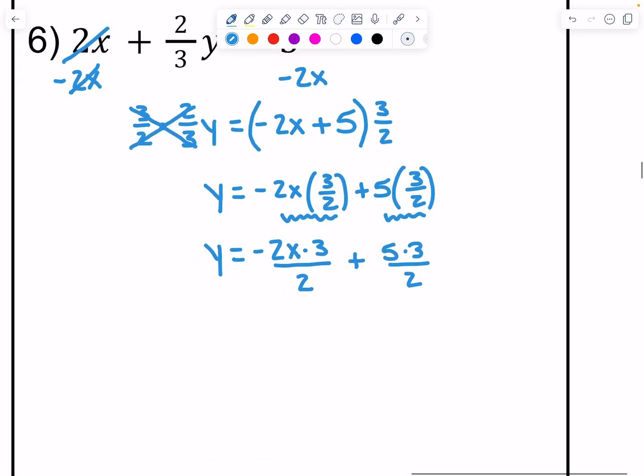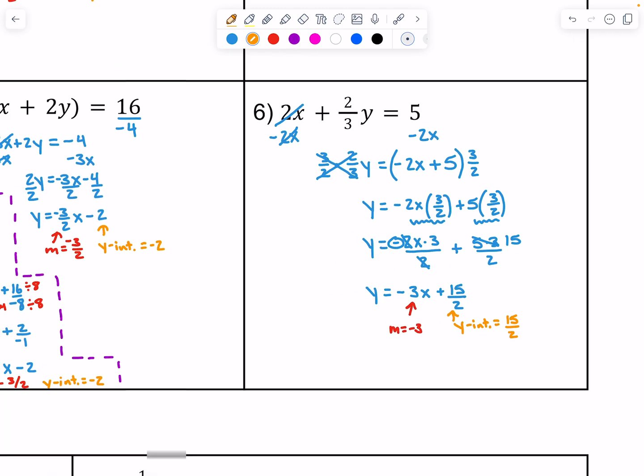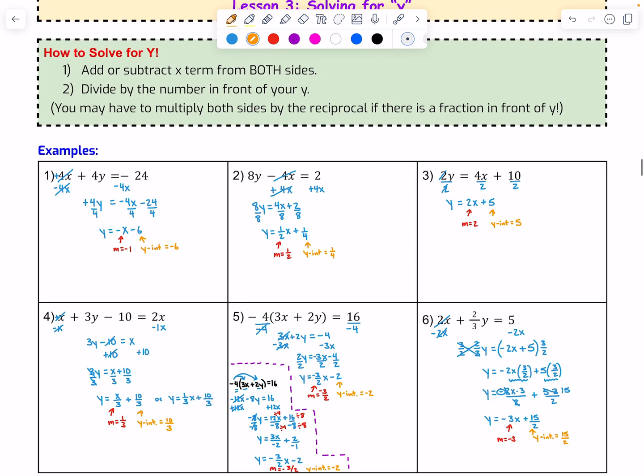And then what you can see is the negative 2 and the 2 at the bottom, those 2's will divide out evenly, and we're just left with the negative 3x. And then we have 5 times 3, which would give us 15, and we can just leave 15 over 2 for our y-intercept. So now we can see that our slope would be negative 3, and the y-intercept would be 15 over 2. And if you needed a decimal, you can always use one, but if not, I would just leave it as an improper fraction. All right, so that is it for some good examples of solving for y.